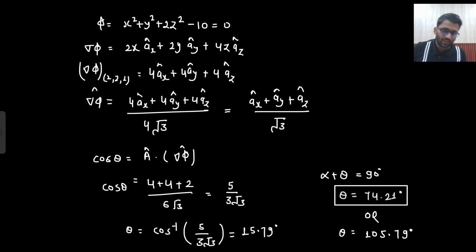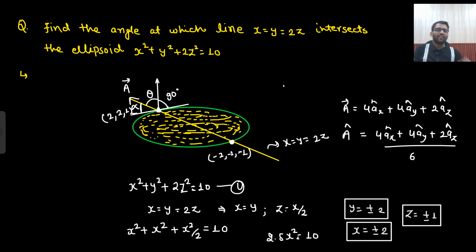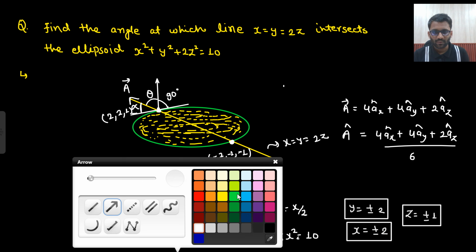.79 degree. Okay. What is the next doubt anyone can have? That sir, why did you calculate the angle here only? Why did not you calculate the angle here? You could have done the same thing, that sir, at this point you could have found the perpendicular vector. This vector you could have found.